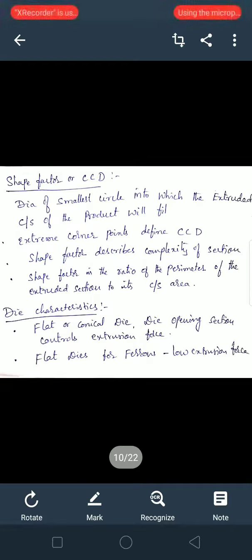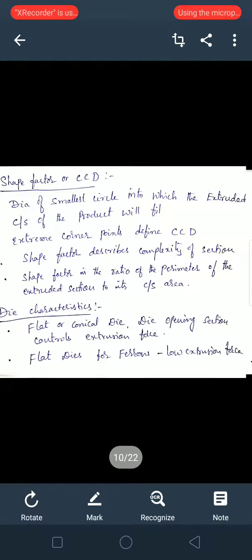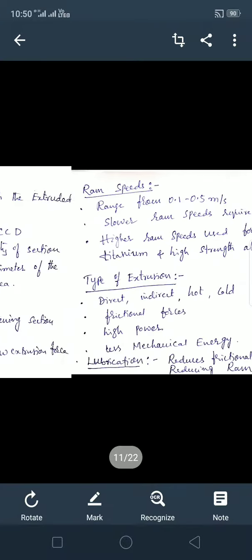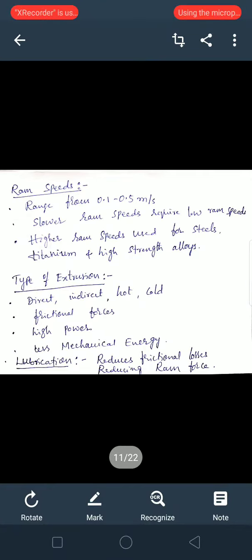Coming to the die characteristics, flat or conical dies are normally used in the extrusion process. Then the die opening section also controls the extrusion force. Flat dies are used for non-ferrous metals, which require low extrusion forces. Then coming to the other characteristic, that is lubrication. Lubrication reduces the frictional losses at the die and container interfaces with the billet, thereby reducing the ram pressure.